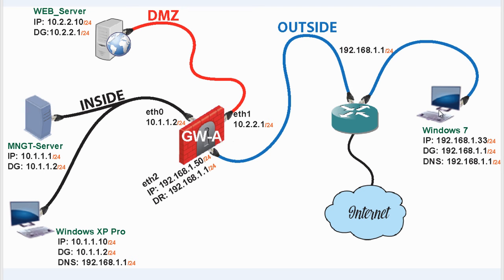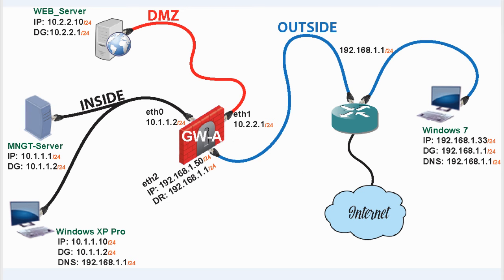They would type into their web browser www.webserver.com. This router here acts as a DNS server, so the DNS server would have translated www.webserver.com to an IP address, which will be 192.168.1.100. The client will access this IP address, and this IP address will be translated to 10.2.2.10. Okay, and the response will go back to the client.